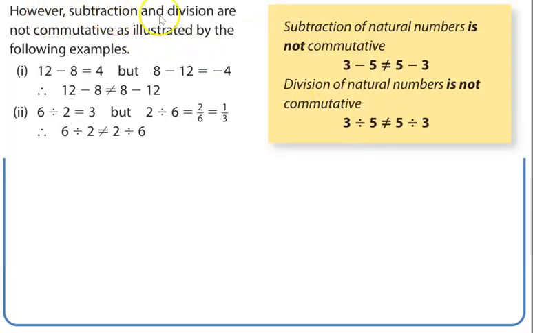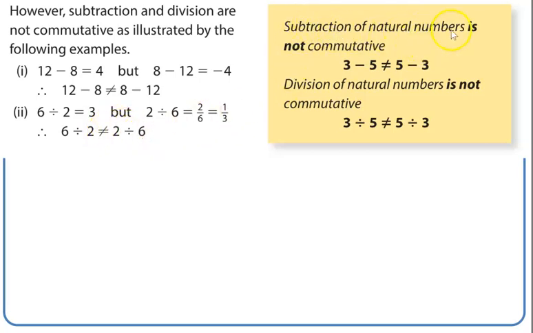However, subtraction and division are not commutative, as illustrated by the following examples. 12 minus 8 equals 4, but 8 minus 12 equals minus 4. Therefore, 12 minus 8 does not equal 8 minus 12. 6 divided by 2 equals 3, but 2 divided by 6 equals 2/6, which is equal to a third. Therefore, 6 divided by 2 is not equal to 2 divided by 6.